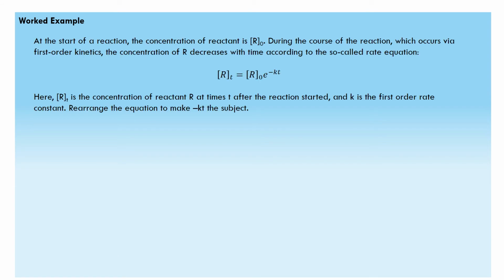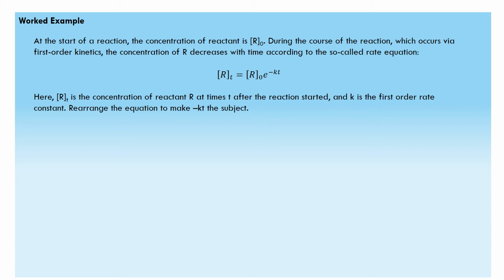Another worked example then involving some kind of rearrangement. This one from an example using reaction kinetics. So at the start of a reaction, the concentration of reactant is R0. During the course of the reaction, which occurs via first order kinetics, the concentration of R decreases with time according to the rate equation here. Rt equals R0 multiplied by the exponential of minus kt. So you'll note then that here exponential is presented simply as e.